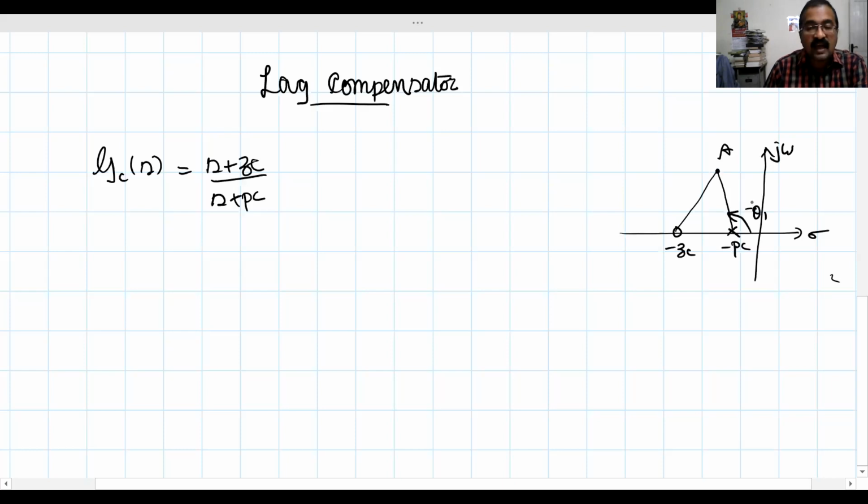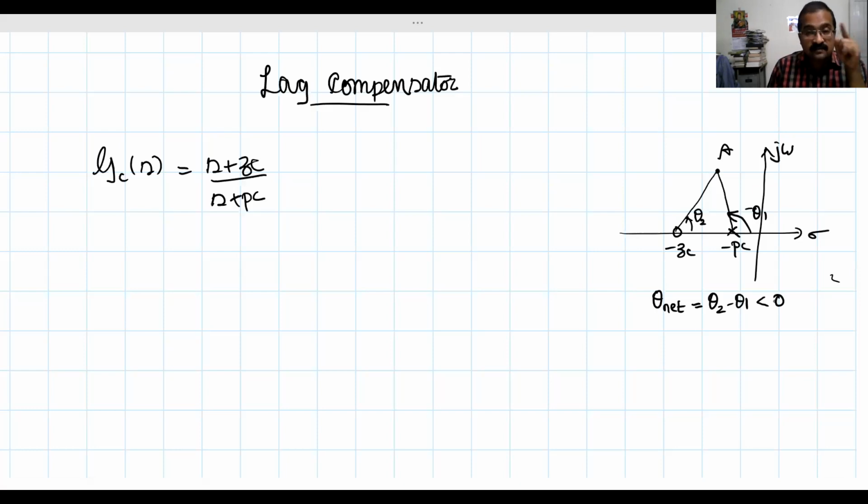Why? Because this is the angle contributed by a pole in the denominator. And this is theta 2, which is positive. Why? Because this is the angle contributed by a 0, which is in the numerator. So pole angles are always negative, whereas the 0 angles are always positive. So what will be the net angle at point A? I can write theta net as theta 2 minus theta 1, which will be less than 0. So the net angle contributed by this compensator is negative or lagging, hence the name lag compensator.